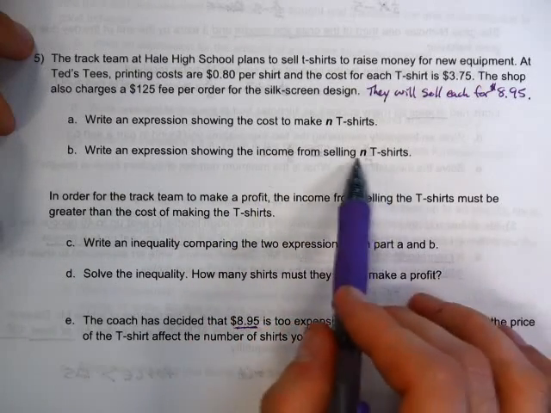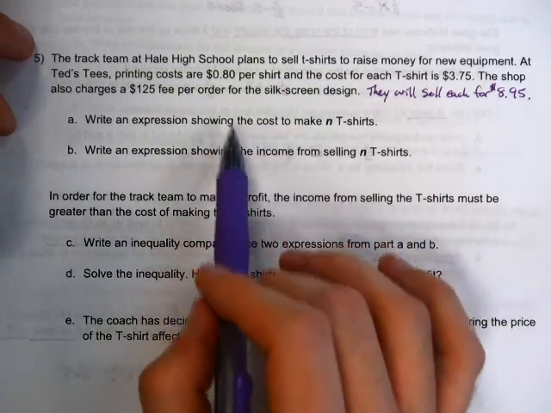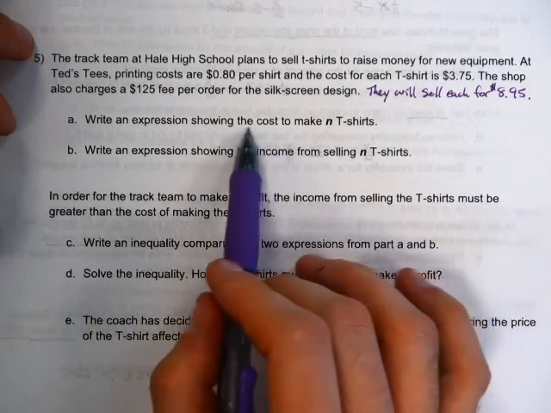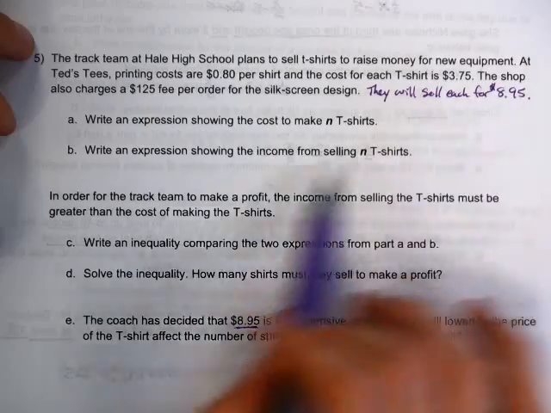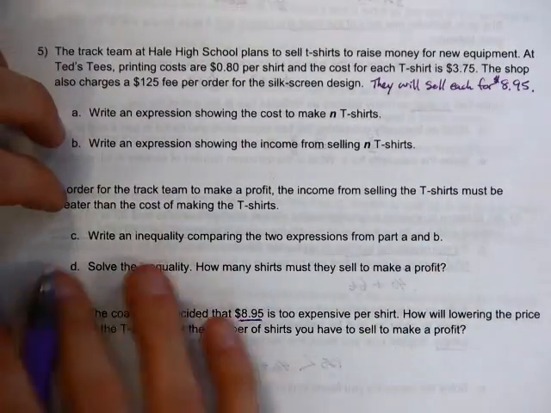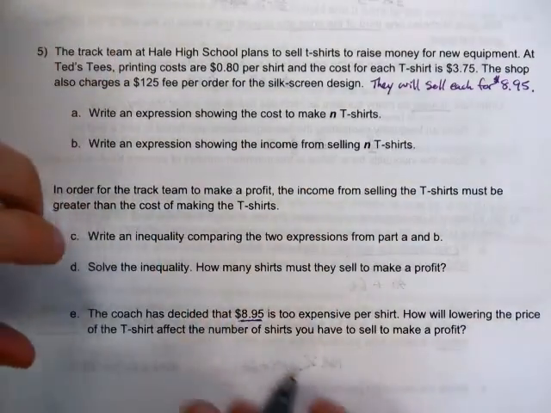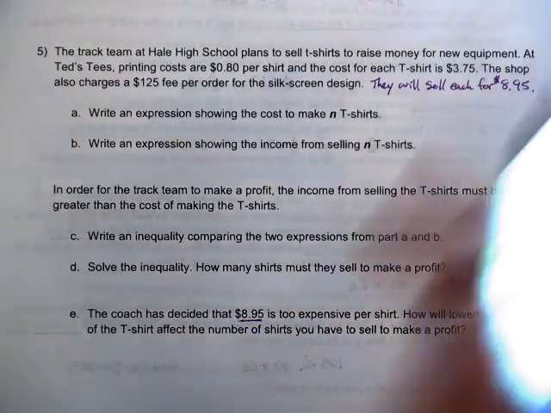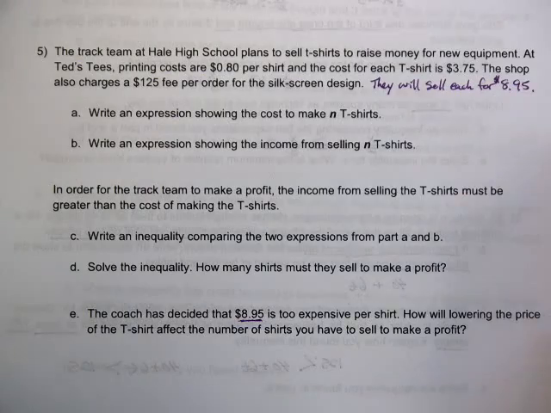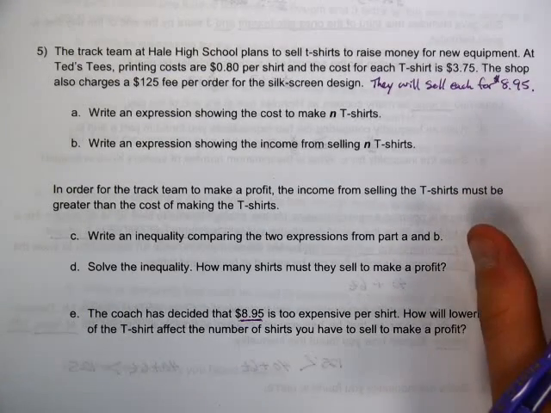income from selling N t-shirts. So you're going to have to write 2 expressions, one for the cost, that would be these 3 pieces here, and one for the income, that would be this piece here. I'm going to let you try that because it does get quite a bit complicated, but it's good practice. It uses all the skills that you would have done in the other problems. So good luck, and we will go over some of these in class tomorrow.